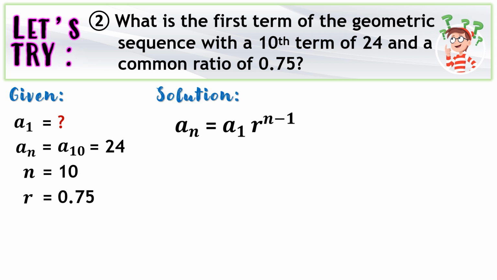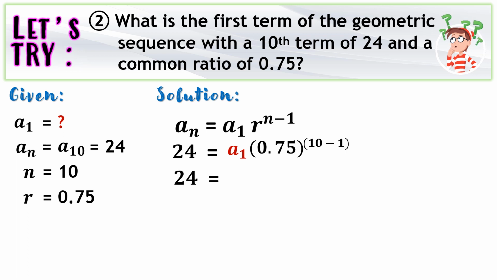So, solution, again, sulat ang formula para hindi malito kung ano-ano ang dapat isulat sa next step. So, a sub 10 natin, isulat natin yung given value which is 24. That is equal to a sub 1, unknown pa rin yan, hindi natin alam. And given na ang ratio which is 0.75 and our n is 10 minus 1. So, that will give us 24 is equal to a sub 1 times 0.75 raised to 9.